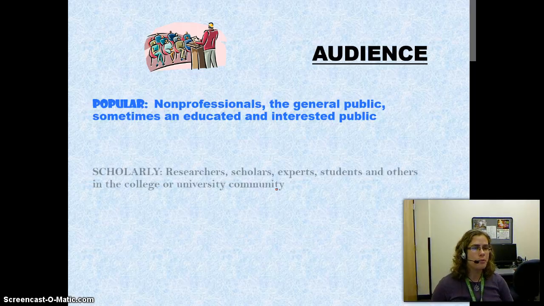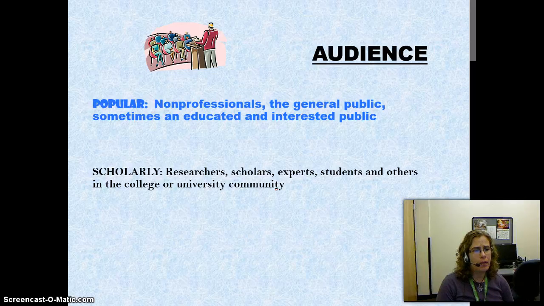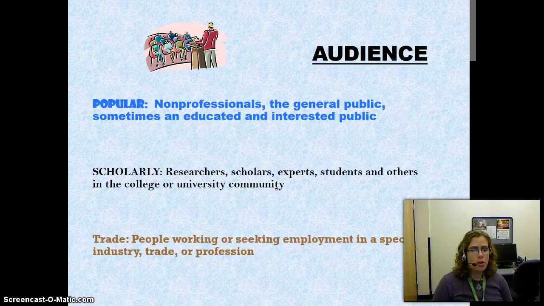A scholarly publication, on the other hand, is geared toward researchers, scholars, experts, and even students like you and others who are part of the college or research community. A trade publication can be used by students and researchers, but it's really geared toward people working or possibly even seeking employment in a specific industry.